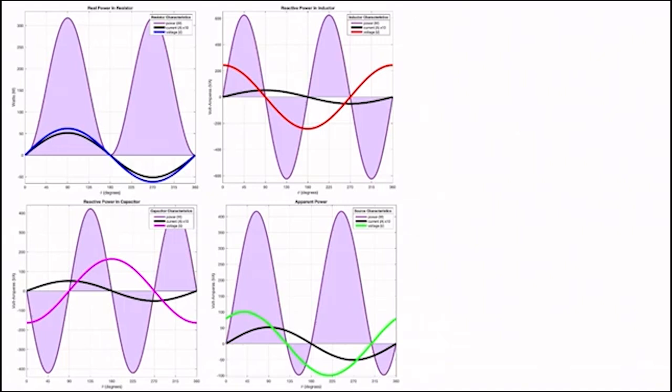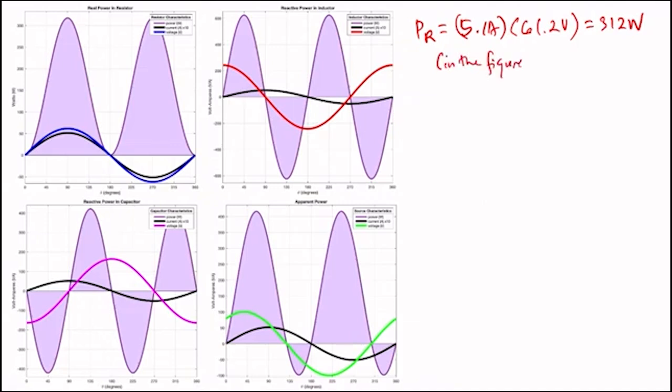If we compute the magnitude based on the values that we've used before, for the power across the resistor, we have 5.1 amperes, the current that we computed before, and the voltage across the resistor is 61.2 volts. This is the actual amplitude. If we do the mathematics, this is 312 watts. But if you look at the figure, the power is approximately 317 watts, which is about the same, probably just due to some rounding off error.